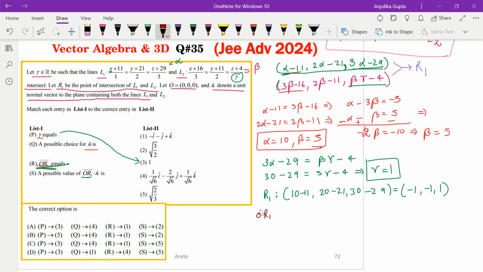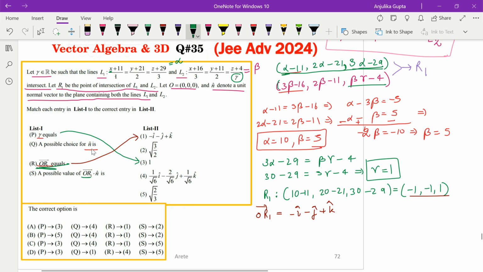So if R1 coordinate is this, then the position vector is given to you. You just write i, j and k, and these are the coefficients of i, j and k. Okay, so did we get anything? Yeah. Okay, so this is going to 1.